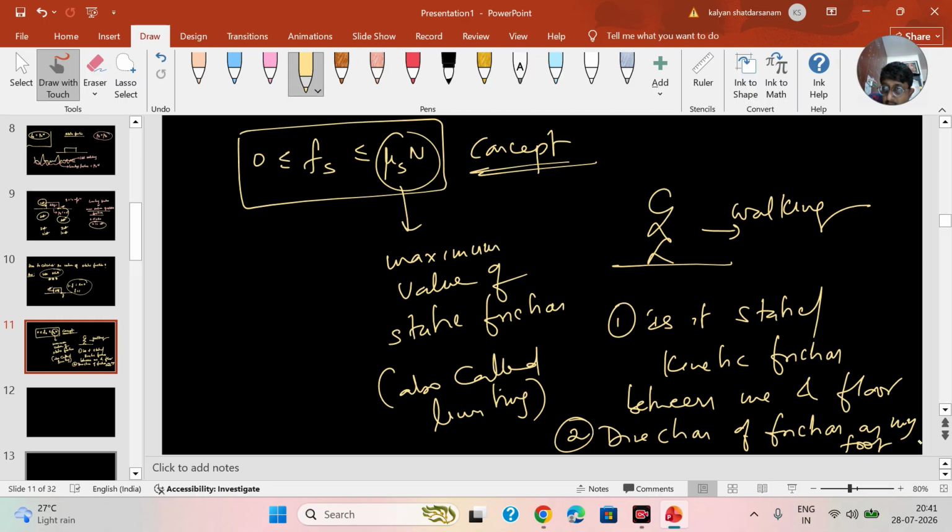Sir, could you repeat the second question? Second question is direction of friction on my foot. When I am walking, friction is acting on me. In which direction is it acting? Suppose I am walking to the right, the friction on my foot, is it to the left or to the right, or it doesn't act, or what is the idea? Sir, the friction will be to the left. Okay. And the type of friction? I think it's static friction. Okay.